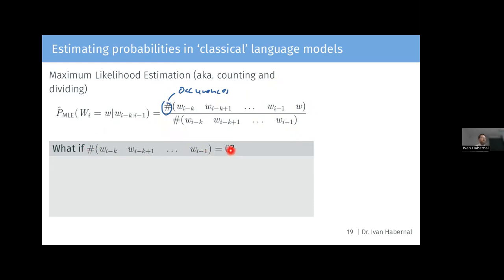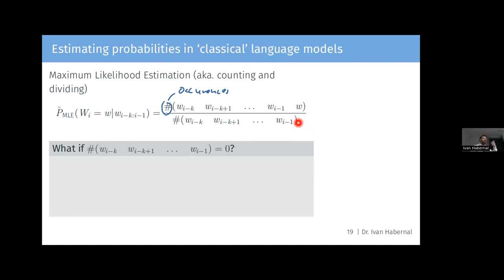So there is no occurrence for the denominator. What happens? Dividing by zero, a bad thing. So what can we do? Because it might be that we just don't see it. The longer the n-grams go, the less chance we have that we encounter them in the training data. But maybe it's a valid sequence, and we just don't have it in our training data.